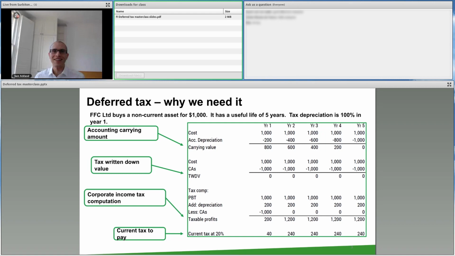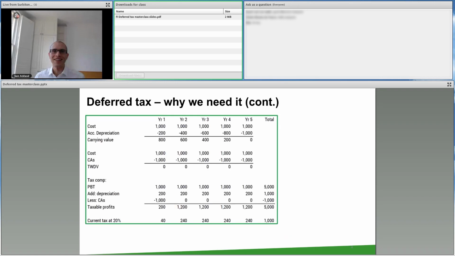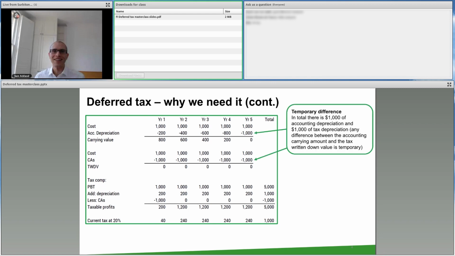So we've got those numbers there that we were familiar with from the last slide. And you can see that in total, the depreciation over the 5 years is, of course, 1,000. Okay, so for the accounting carrying value, the depreciation is 1,000. And that makes sense, of course, because this is an asset that we are writing off or depreciating over 5 years. The capital allowances also total 1,000, albeit they all happen, of course, in year 1. So all of the capital allowances happen in year 1.